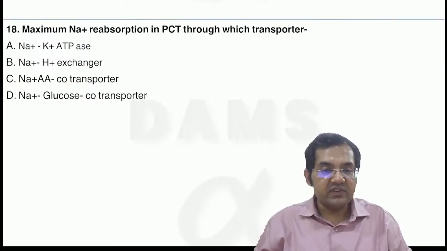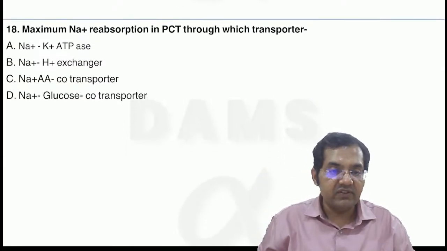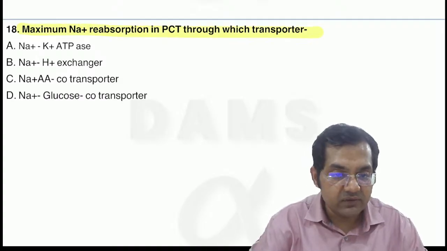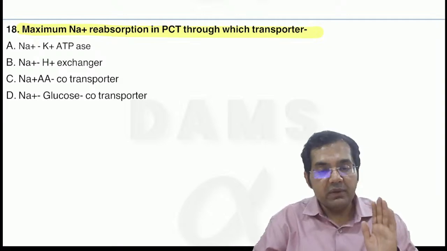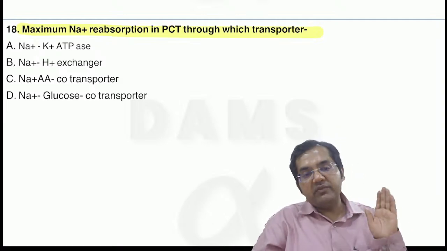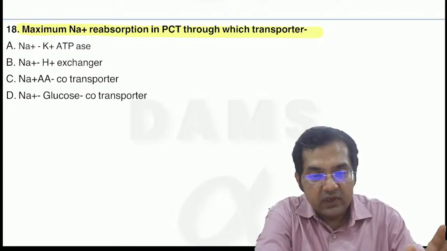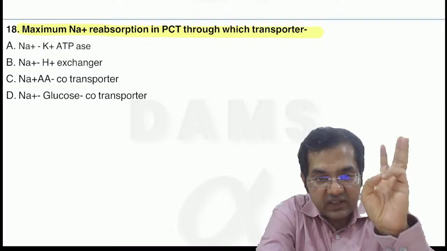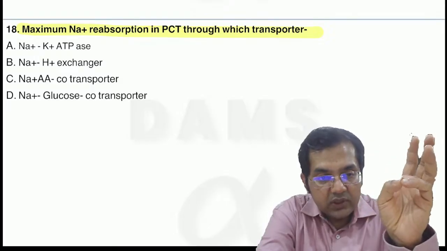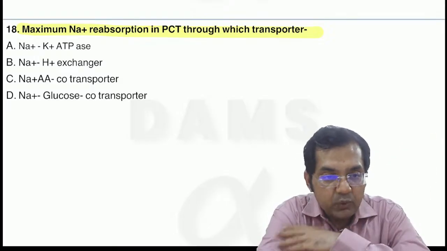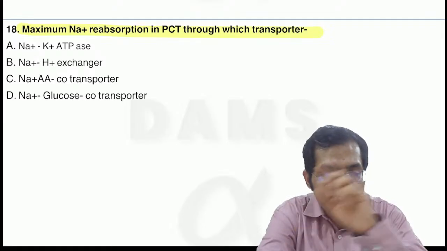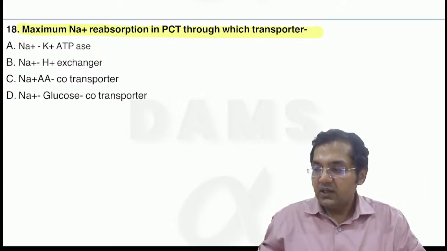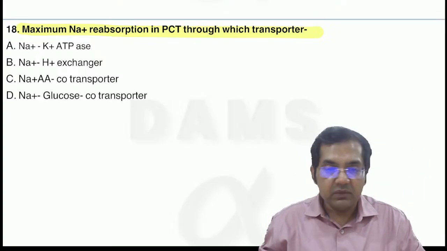Maximum, this is a tough one, but you have to know this fact. Maximum sodium reabsorption in PCT occurs through which transporter? Remember, in the proximal convoluted tubule, we have various kinds of symporters, sodium glucose co-transporter. The major one is SGLT2. Then we have the basolateral pump transporter, sodium potassium ATPase. We have sodium amino acid, sodium inorganic phosphate, sodium lactate. But please understand, none of them are contributing maximum.